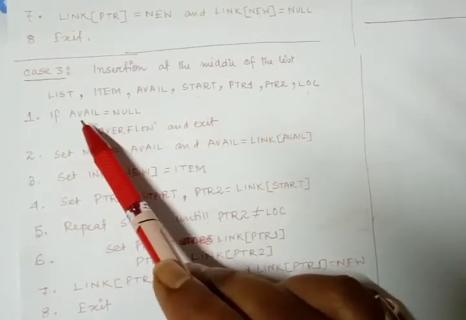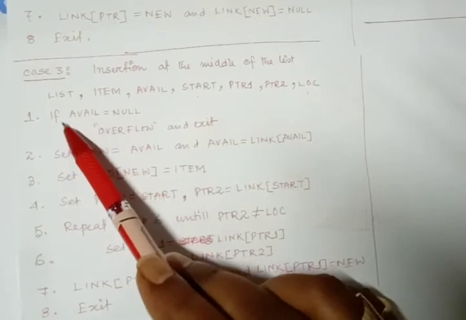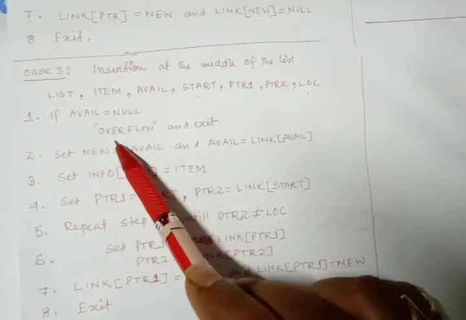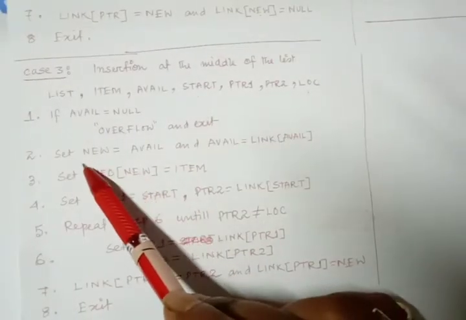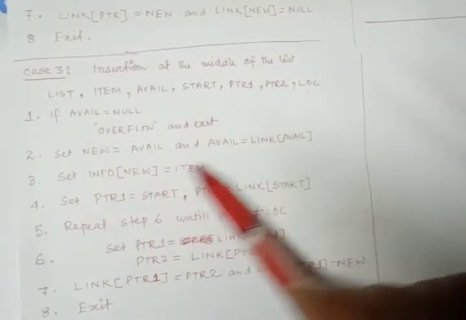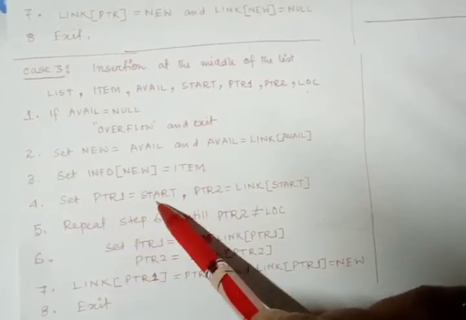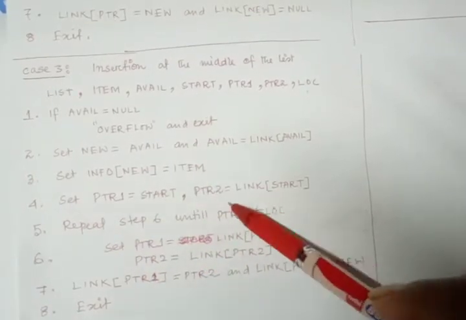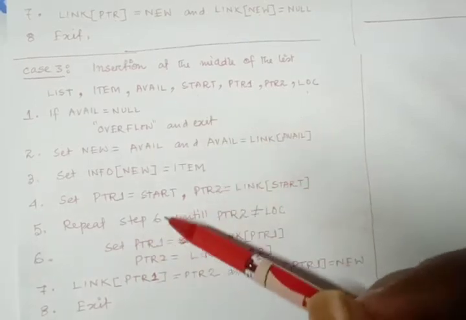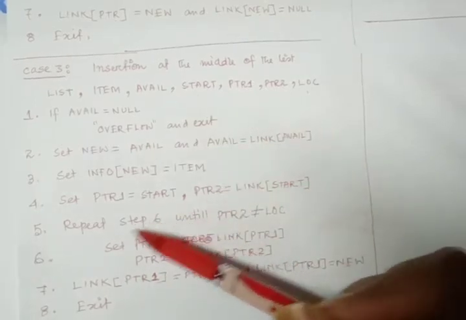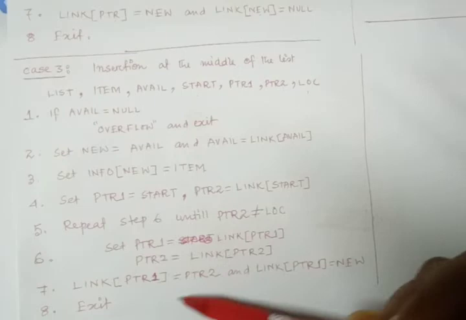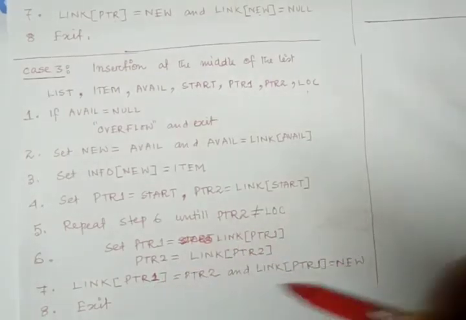So like in our previous two cases, if avail equal to null, that means overflow and exit. Now set new equal to avail, avail equal to link of avail, information part of new equal to item, then ptr1 equal to start and ptr2 equal to link of start, and under this step 5, step 6 will execute, and finally we have to break the link.